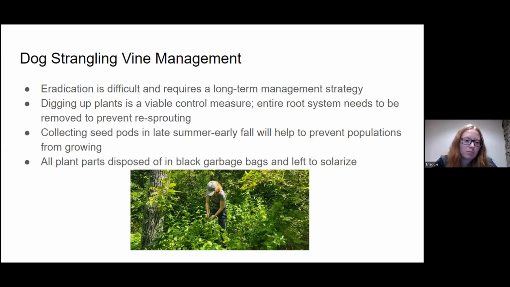Another way that it can be managed, more so the containment aspect of management, is collecting seed pods in late summer to early fall. So this will help reduce the seed bank and prevent the populations from growing further. And again, because they're able to resprout, they have to be disposed of in garbage bags and left to sit for a while to kill all of the plant parts.